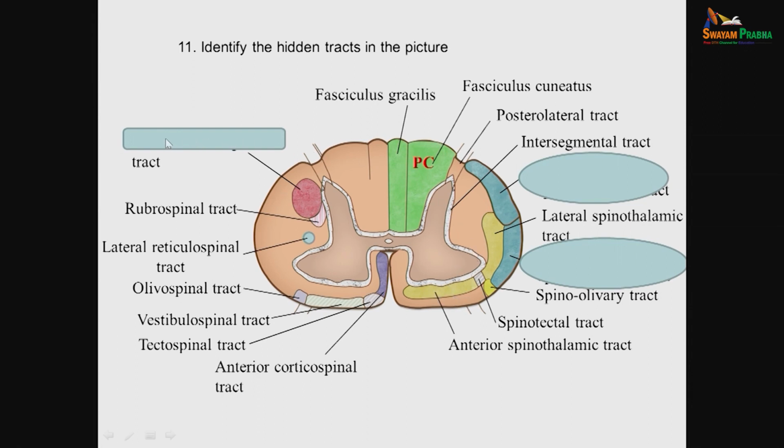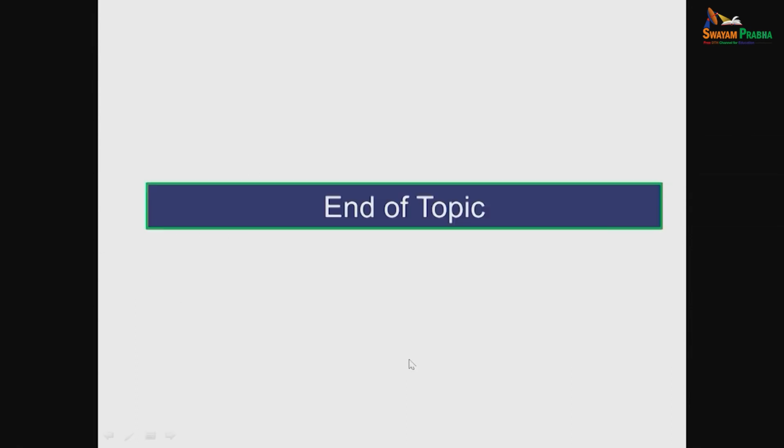What is this tract? This will be your descending tract, that is the lateral corticospinal tract. On this side you can see 2 tracts, one anterior and another posterior. These are nothing but the anterior and posterior spinocerebellar tracts. That completes the assessment. Thank you.